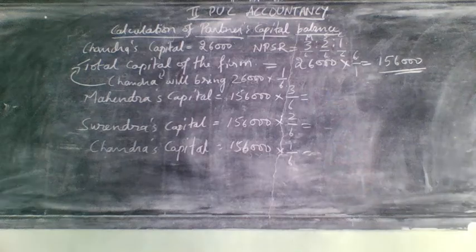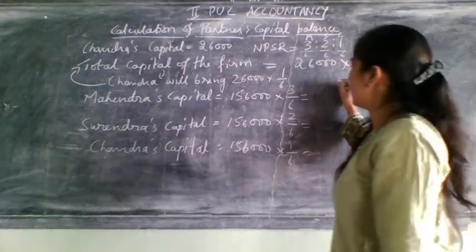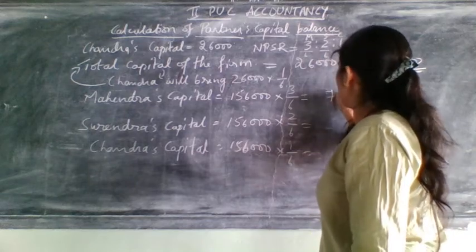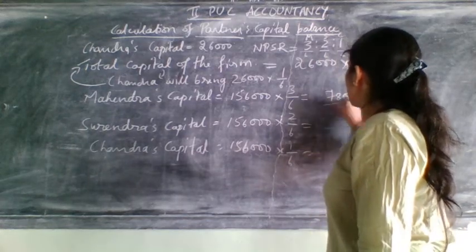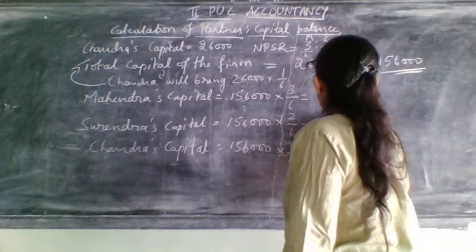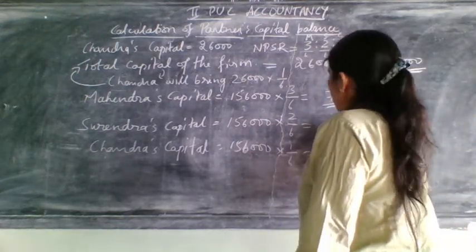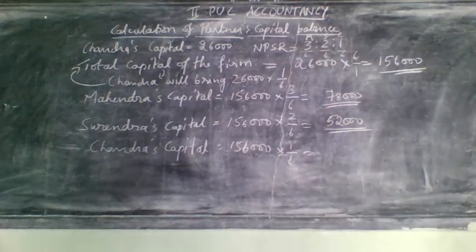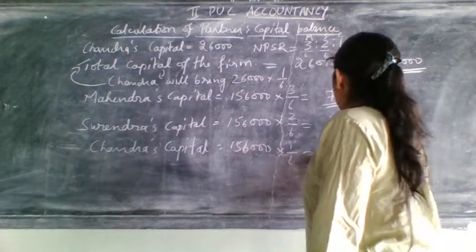Let us do it now. 156,000 into 3/6. How much will it come? It will come 78,000. Correct? Do it in your calculator and find out 78,000. Next, Surendra's capital, 1,56,000 into 2 divided by 6 means it will come how much? 52,000. Next one, Chandra's capital, 1,56,000 into 1/6. If you do also, it will come 26,000 only.